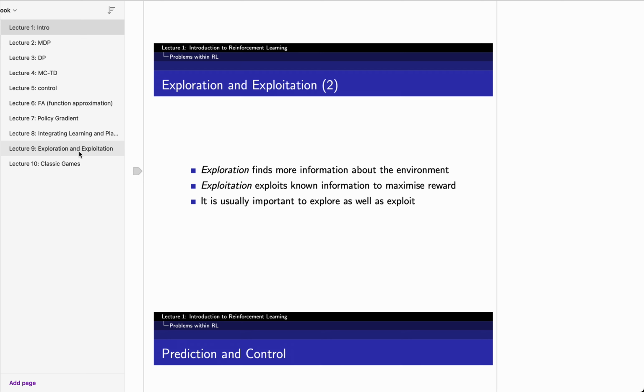So in the lecture, David dedicated one lecture to this concept. He had several algorithms to improve the exploration and exploitation strategy.